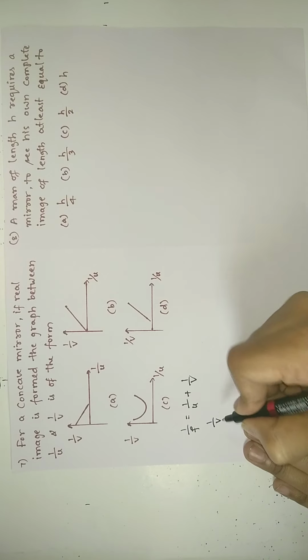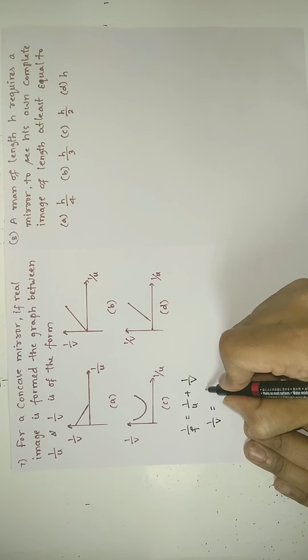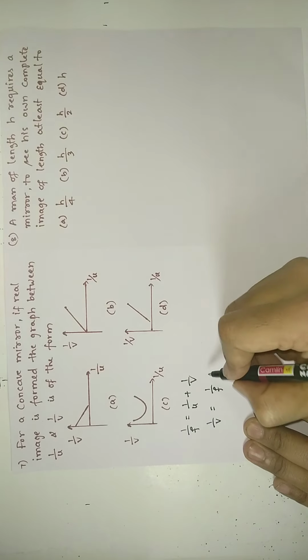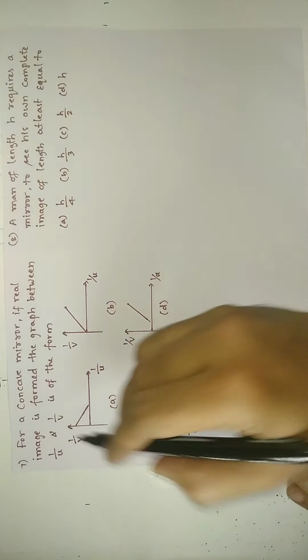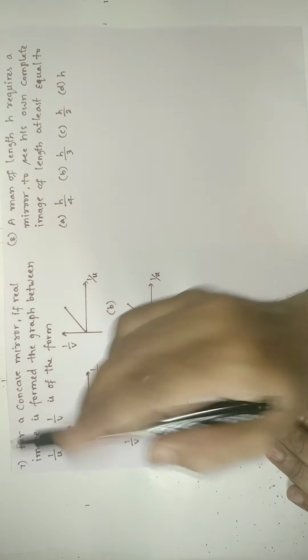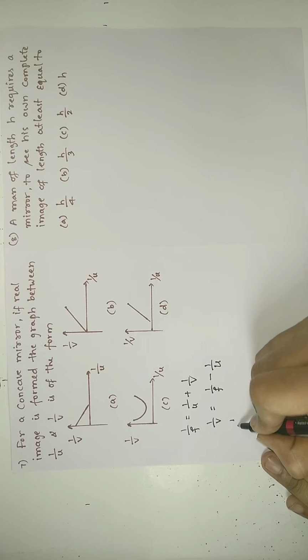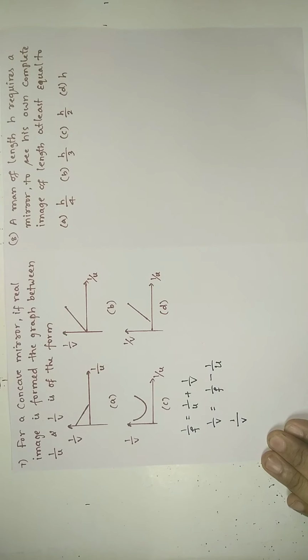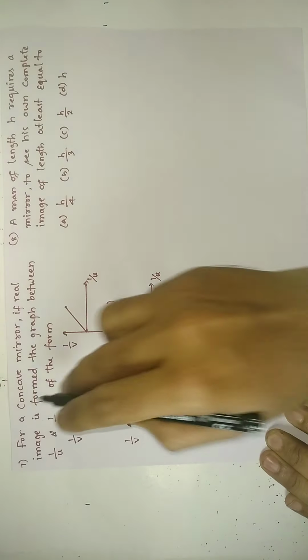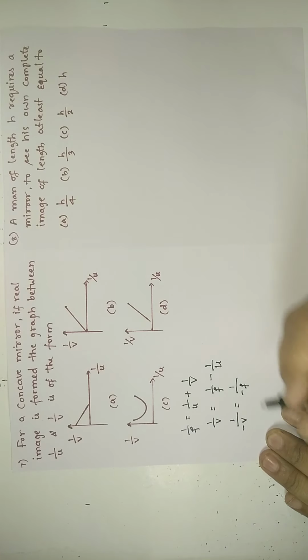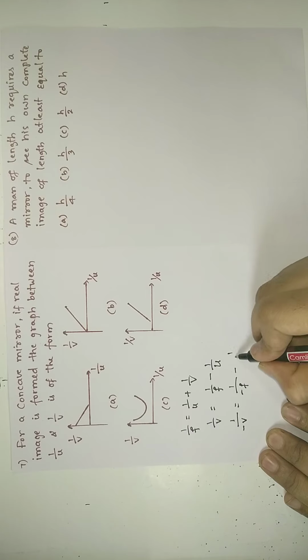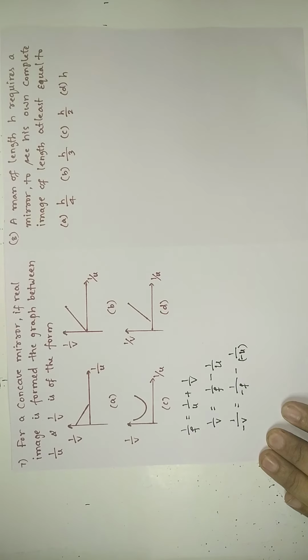In this case, we require the graph between 1 over v and 1 over u. So just rewrite it: 1 over v will be equal to 1 over f minus 1 over u. Now, as it is given that a real image is formed, if the image formed is real, then your image distance will be negative. In the same way, as it is a concave mirror, the focal length will be negative, and your object distance by convention will be negative for a real object.